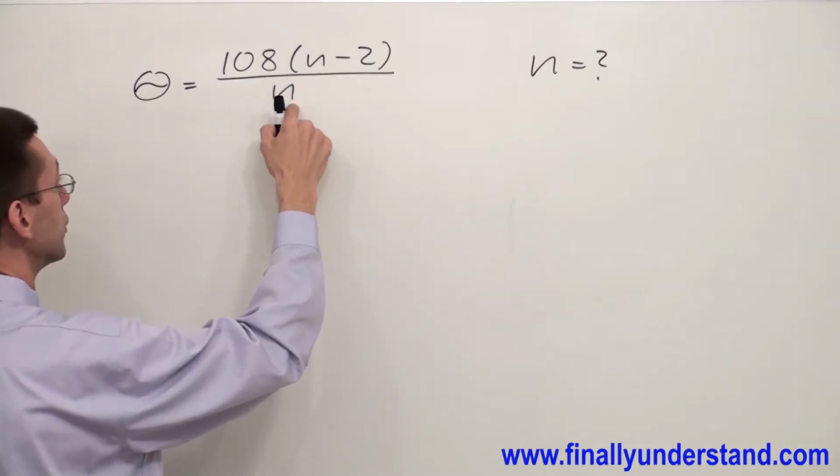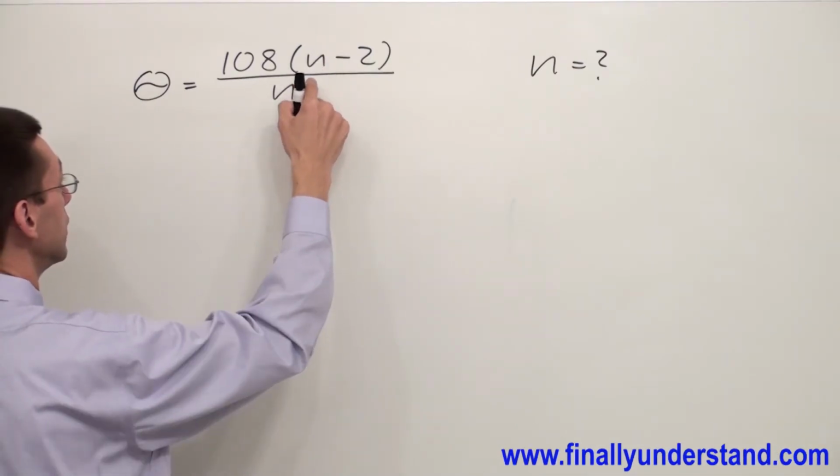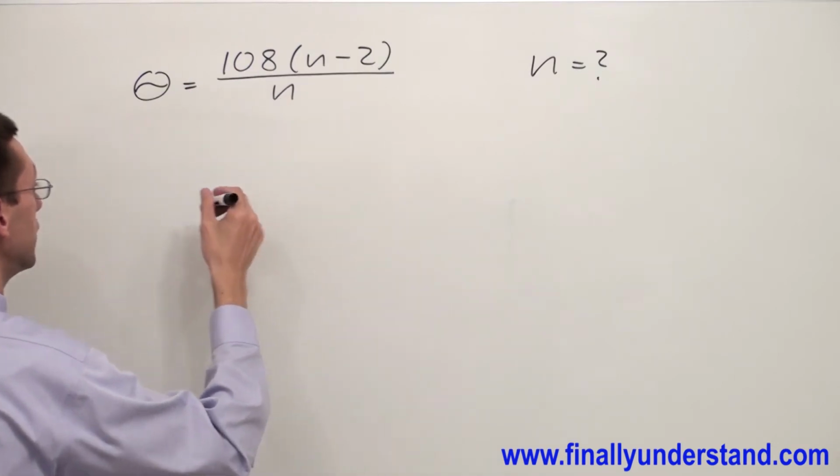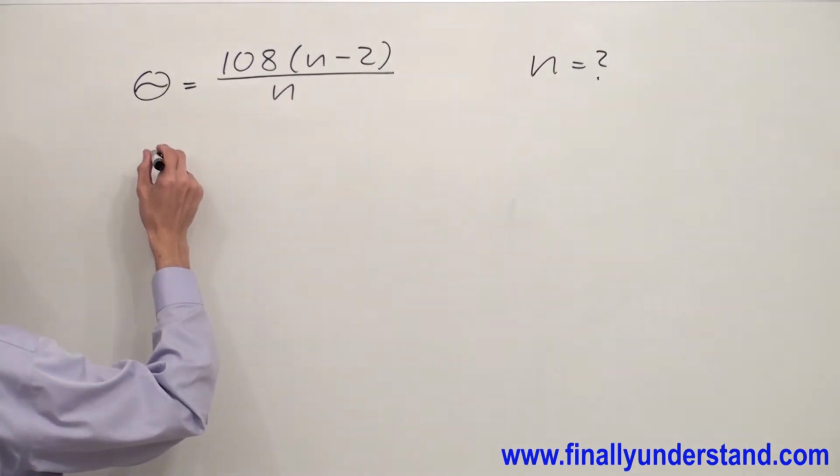This time we have to solve this formula for n. N is part of the fraction. We have n in the numerator and in the denominator. I said anytime we want to eliminate a fraction, we have to multiply both sides of the equation by the denominator. Okay, let me copy this down one more time.